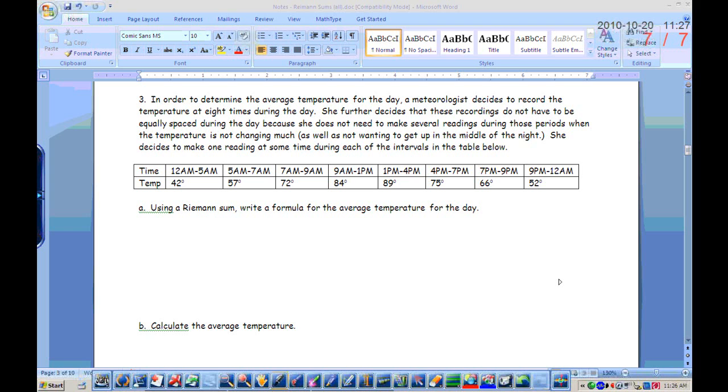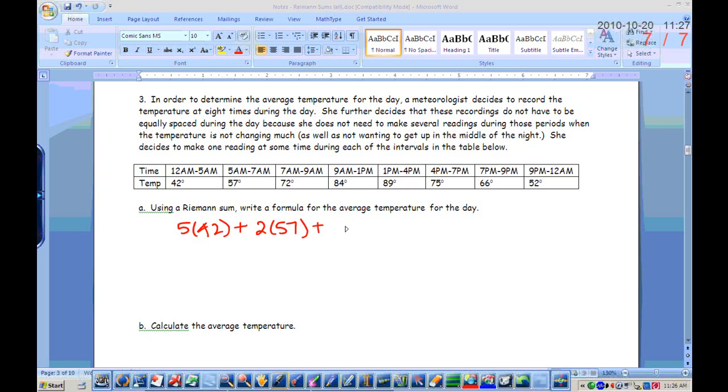Can I just take the temperatures on the bottom row and add them up and divide by 1, 2, 3, 4, 5, 6, 7, 8? No, why not? Yeah, the time intervals are different. If that was the temperature taken every single hour, then yes, I could do that and find the average temperature, but I can't do that. So for how long was it 42 degrees? 5 hours. So I have to count basically 42 5 times. So 5 times 42. For how long was it 57 degrees, or on average 57 degrees?